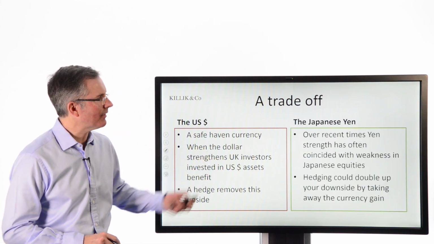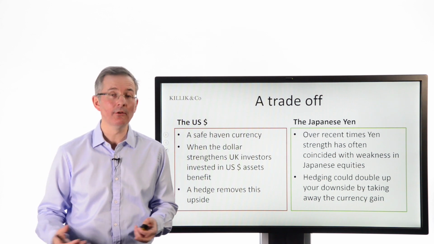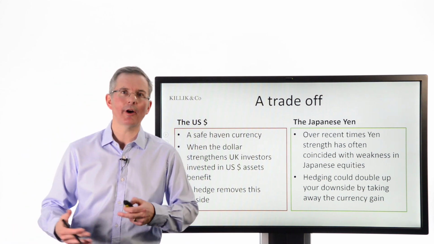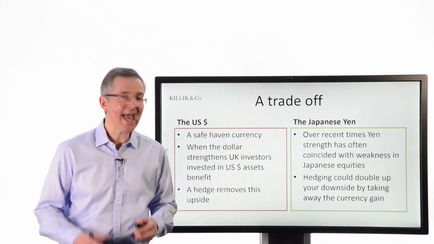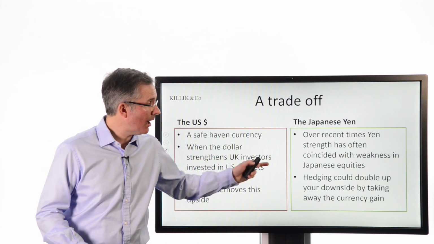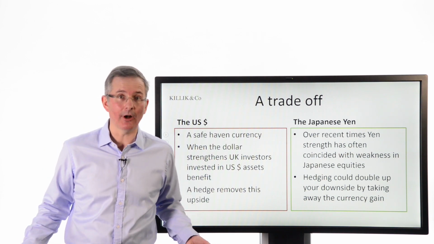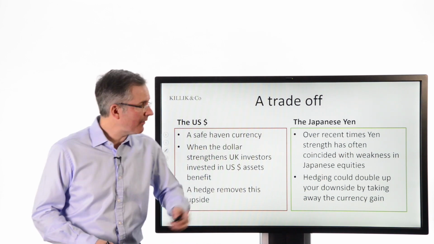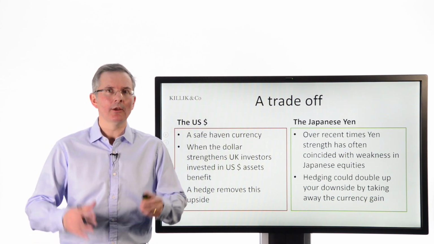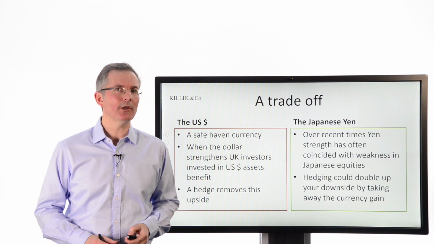Japanese yen, we've seen over the last 5 years, tends to strengthen, not always obviously, but tends to strengthen as Japanese equities weaken, or vice versa. So if you buy a hedged fund, notice my expression, hedged fund, basically you could be doubling up your downside, and that's a bit of a problem. So it's another example of a currency where you don't just want to jump in and say, let's take out the foreign exchange stuff. That might not work in your favour.